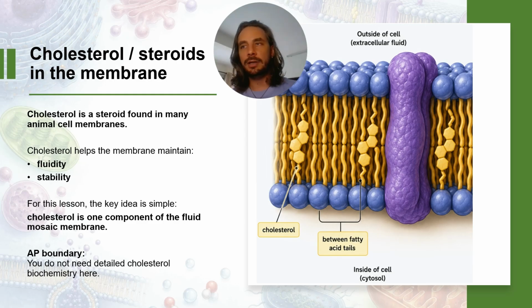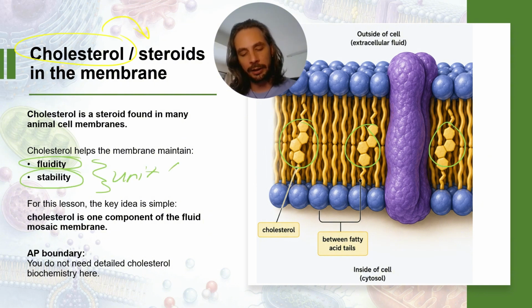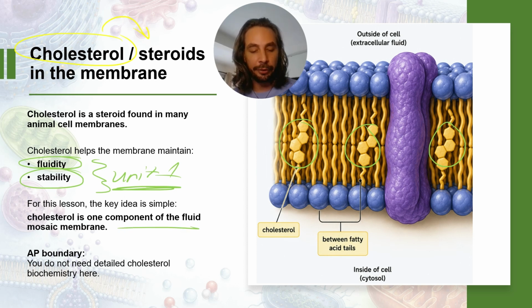Now, let's look at different parts. We have cholesterol or steroid. So remember, cholesterol is a type of steroid. And we find this in animal cell membranes, and it helps with fluidity and stability. And you can go look back at Unit 1 for the functions of lipids. Now, you just need to understand here that it is a component of the fluid mosaic membrane.